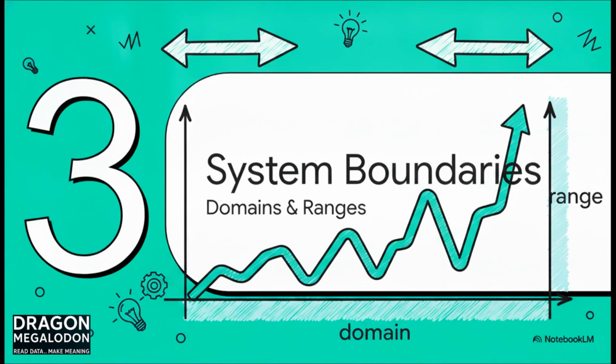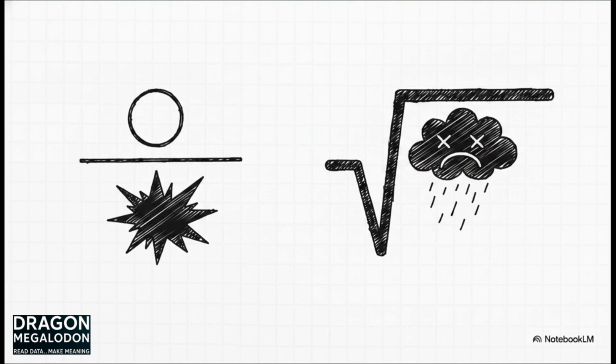Moving on to Section 3. System boundaries, setting domains and ranges. Every system has operating limits, right? The domain is the entire set of allowed input x values that actually makes sense for the function. The range is the resulting shadow of valid output y values. You really have to know your system's boundaries. To find your domain, you need to isolate and exclude inputs that trigger fatal compile errors. There are two absolute, undeniable laws you must never break.